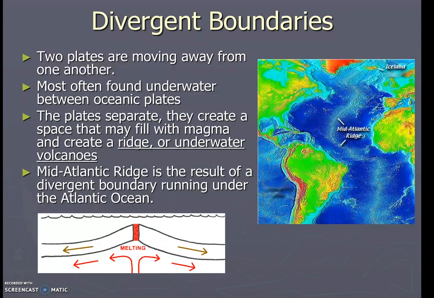Next, we're going to talk about divergent boundaries. So this is two plates moving away from each other. And this most likely is going to happen between two oceanic plates. A great example of this is the Mid-Atlantic Ridge, because this is two oceanic plates moving away from each other.